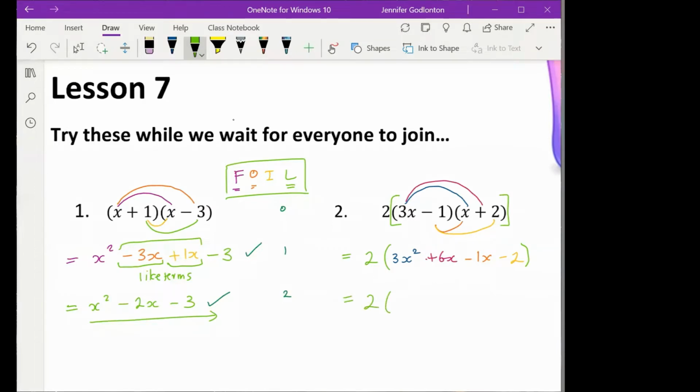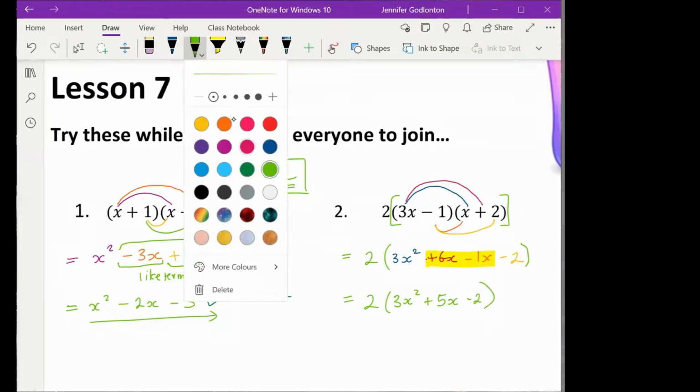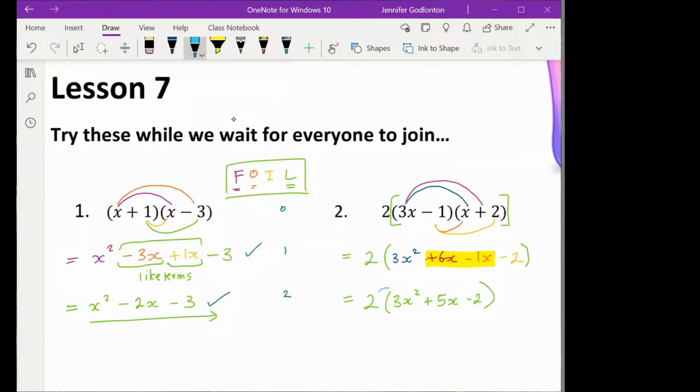Second step, we now want to deal with the fact that we have got these like terms here in the middle. So we want to add them together. So I've got the 3x squared. And now in here, I've got 6x minus 1x, which is 5x, and my -2. And then all we have to do is we distribute our 2. So we take this 2 into each one. So 2 times 3x is 6x squared. 2 times 5x is 10x. And 2 times -2 is -4.